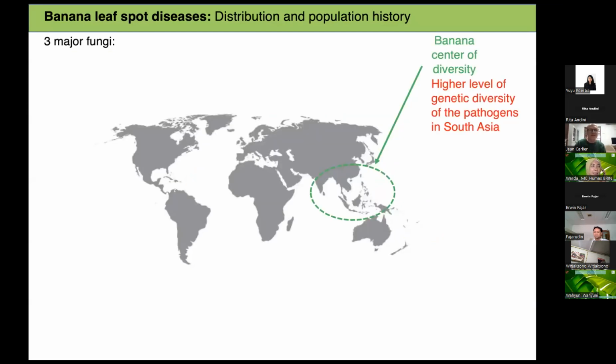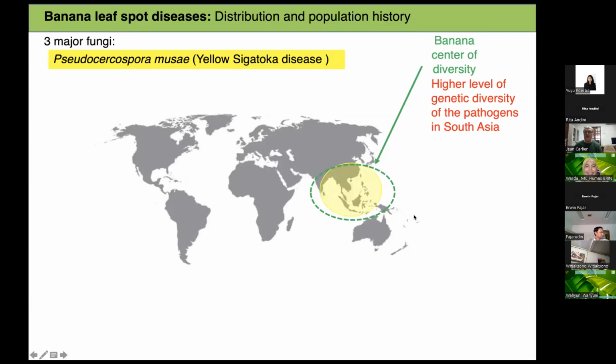The leaf spot diseases of banana are caused by 3 major fungi. From population genetic analysis, we found a higher level of genetic diversity in the pathogens in Southeast Asia. And so we suspect that the origin of this pathogen is from these regions, as it is for banana.